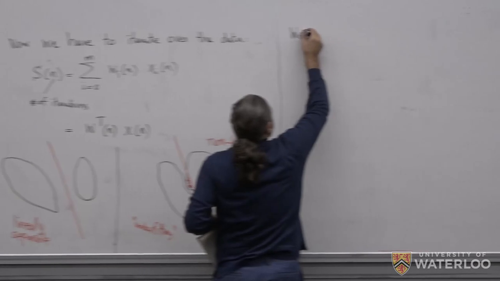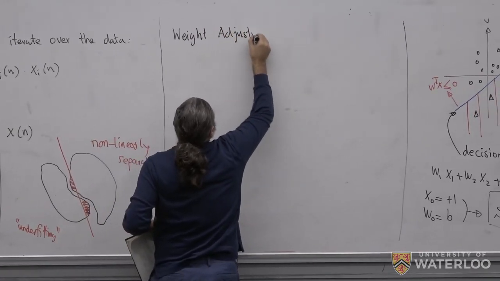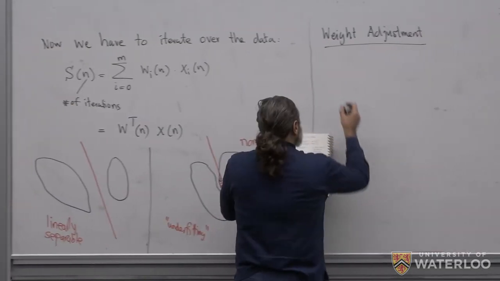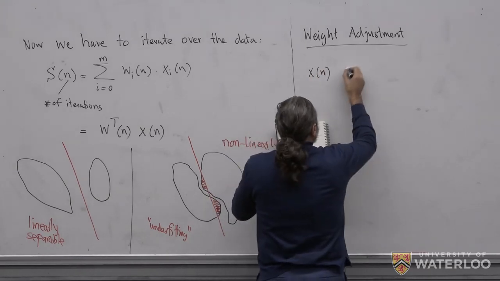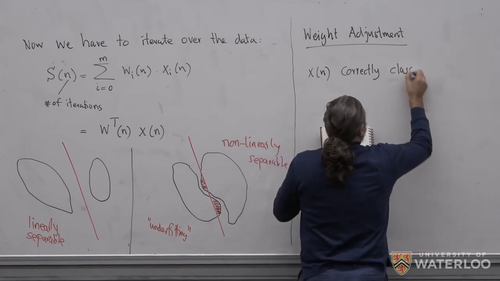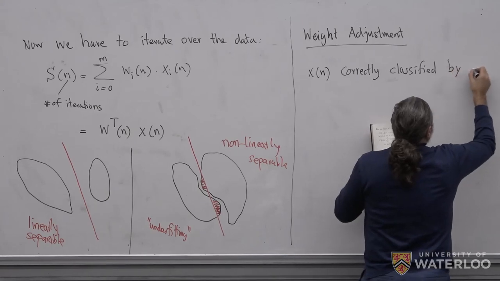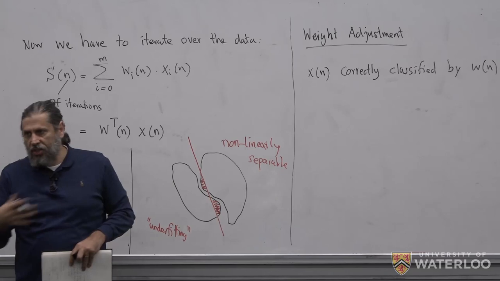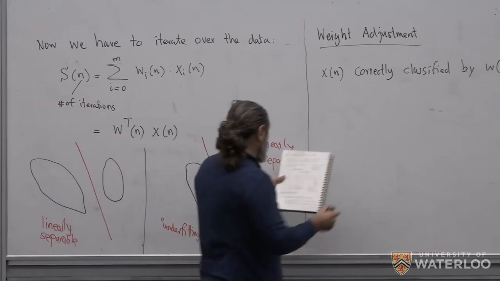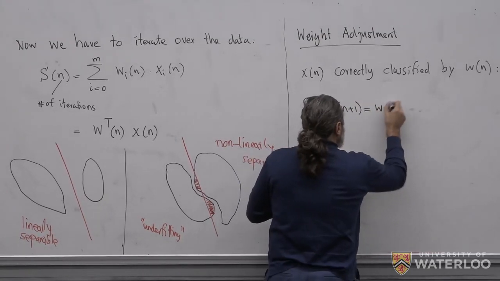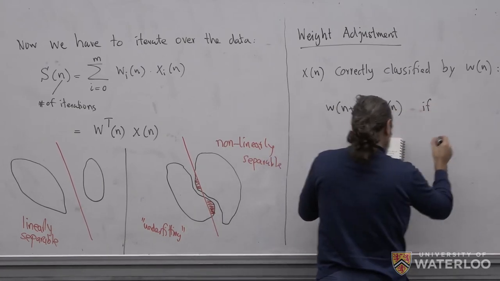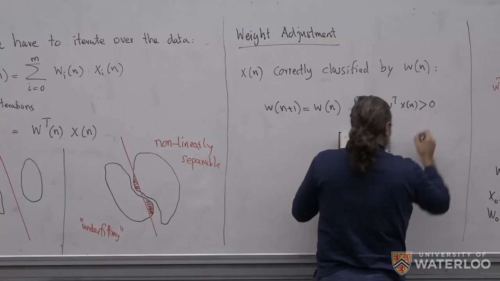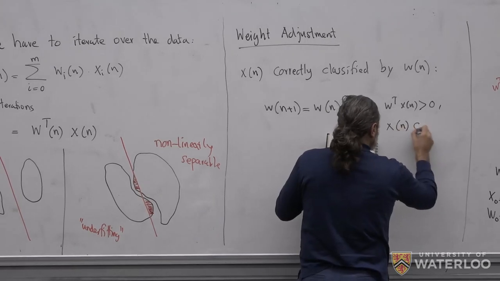What about the weight adjustment? Now, this is the entire intelligence, we said. How do you adjust the weights? That's all there is to it. So let's say x of n is correctly classified by W n, and I'm giving up the vector matrix notation. We just figure out from the context whether I'm talking about a vector, matrix, or scalar. So we say W of n plus 1 will be W of n if W transposed times x of n is greater than 0, and x of n belongs to Ci.